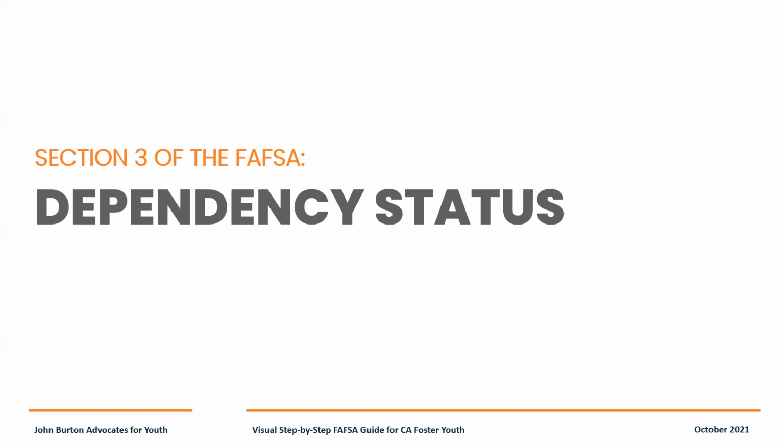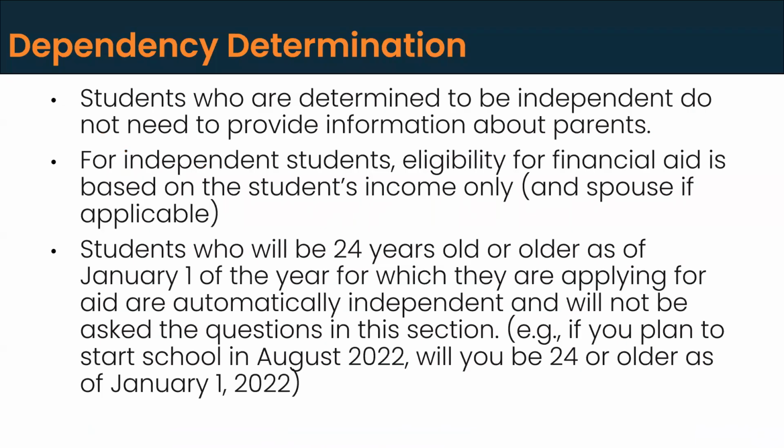All right, moving along to the dependency status section. This is a very important section for our foster youth. So the dependency determination section asks a series of questions to determine which students might be considered independent on the FAFSA or the California Dream Act. And if they are considered independent, they do not need to provide information about parents. So if they are independent, then the financial aid information that they ask about is only going to look at the student's income, or their spouse's if they're married, and it's not going to look at their parents' financial information.